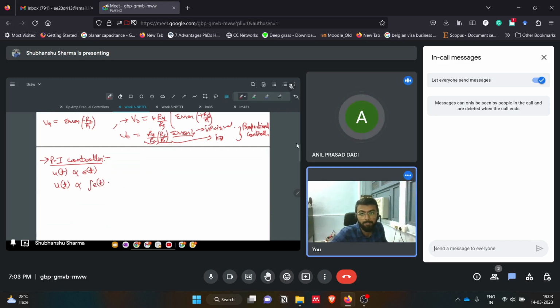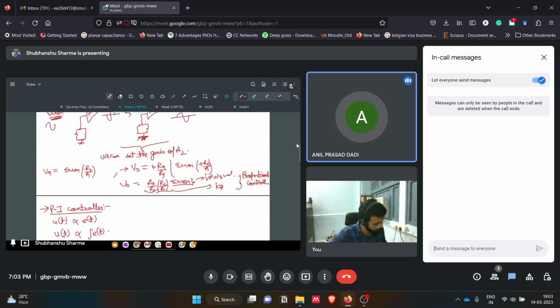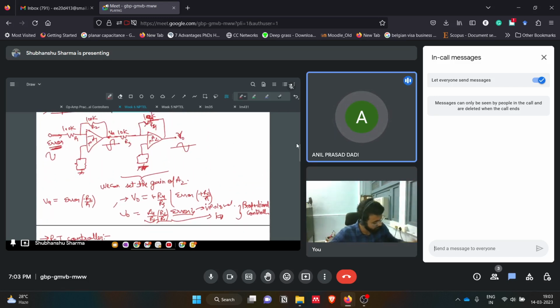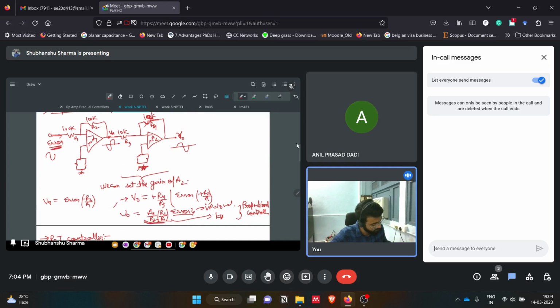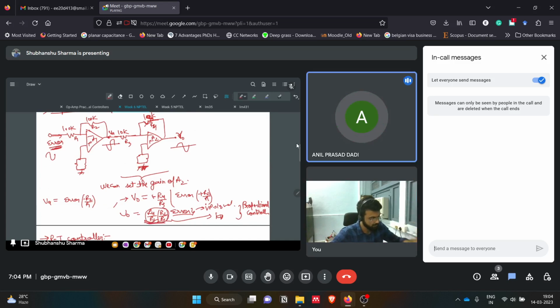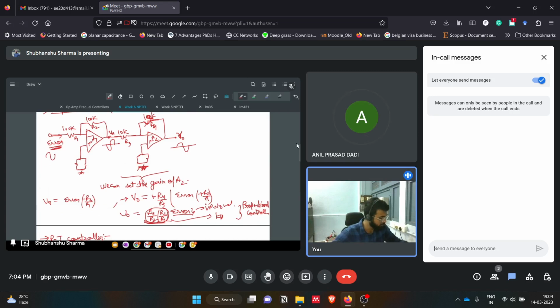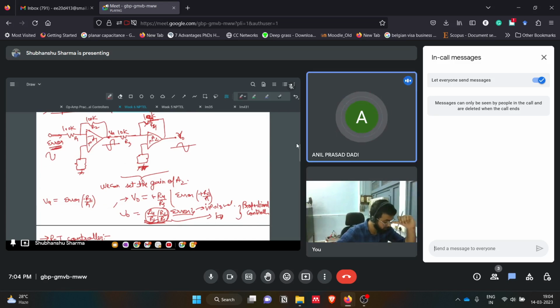Sir, in the proportional controller, how do we decide the gain? We are multiplying the error signal with gain, no? So how can I decide that gain? So gain is basically the combination of R4 by R3 into R2 by R1. You can see this here. Sir, that I understood, but how do I come to know the number with which I need to multiply my error signal?